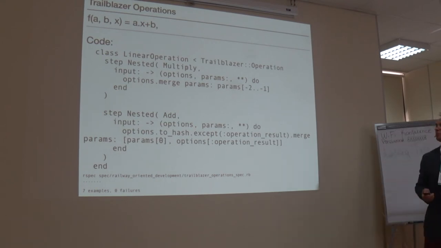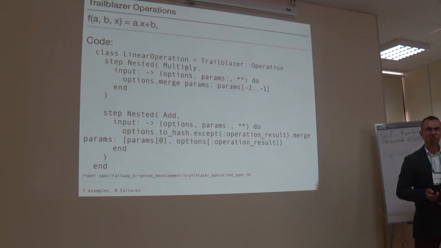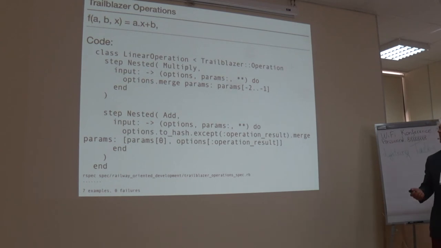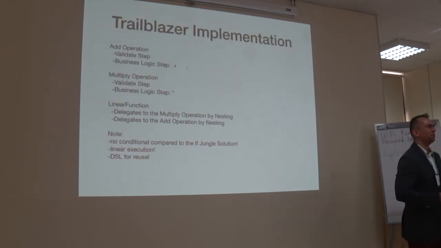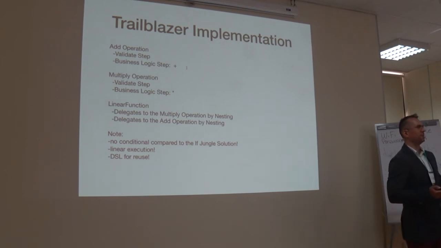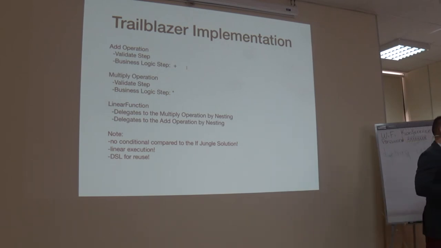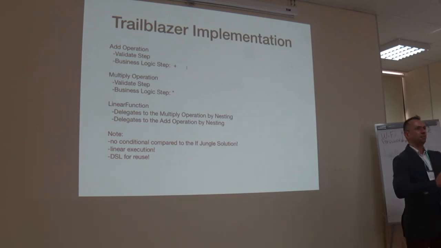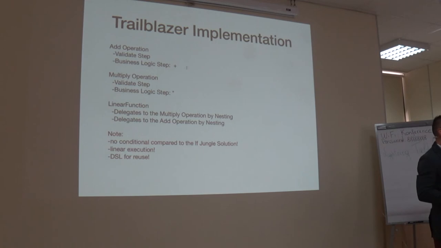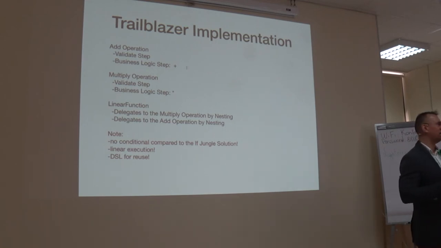And that's it. So we have no conditionals here to check for the parameters, and all of our specs are succeeding, and voila. So the structure is the following. We have again two operations, all of them having validate steps and business logic steps. In the linear function, we have one by one mapping of the mathematical formula, and as a side note, which is very important, no conditions compared to the if jungle solution. All the steps are explicitly stated linear steps, which are easy to read by each developer. And we have a DSL for using the operations.